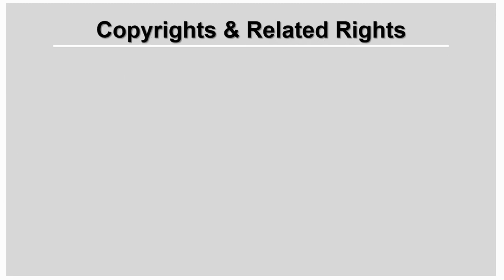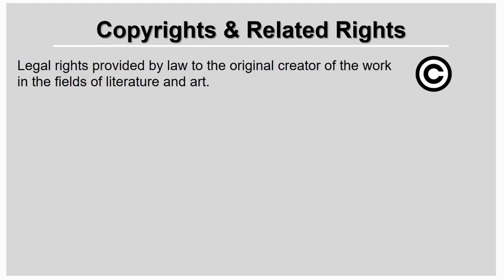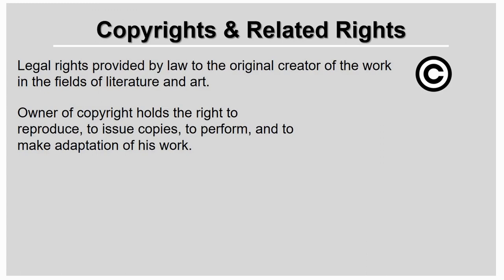So let's start with copyrights and related rights. Copyrights are the legal rights given to the creator of any work in the fields of art and literature. Suppose you have written a book, then you can get the copyrights for the book and you will have the power to reproduce, to issue copies and to sell the license to another person. Therefore, an owner of copyright holds the right to reproduce, to issue copies, to perform and to make adaptation of his work.